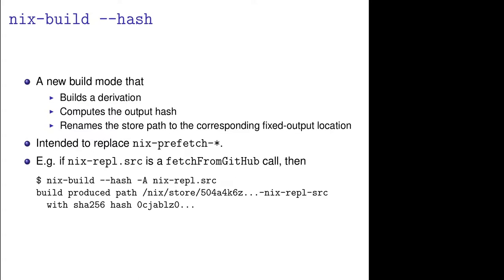So, for example, if you have a derivation that calls fetchFromGitHub, and you change it, so now you want to know the new SHA hash, you would do a nix build --hash on that thing, and that would perform the build, and it would give you the hash. And it would move it to the right location, so you don't have to download it again afterwards. So that's that.